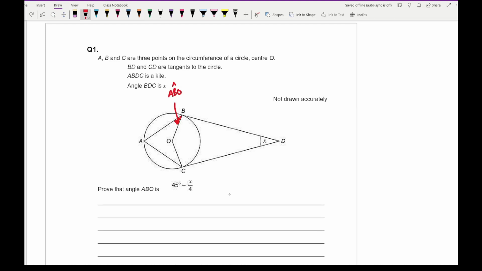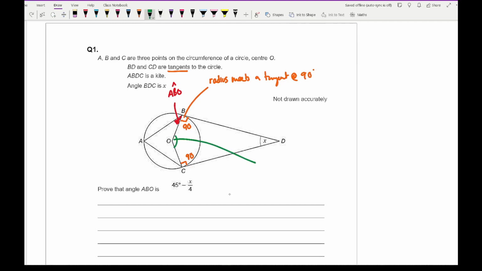So let's get started on what we know. Looking at this question, I can see that I've got a tangent because it says so there, and I know that I've got a radius. Therefore I know that these two angles here are going to be 90 degrees. And again, what you might want to do is say how you've got those. So I label this as 90 and that is 90, because a radius meets a tangent at 90 degrees.